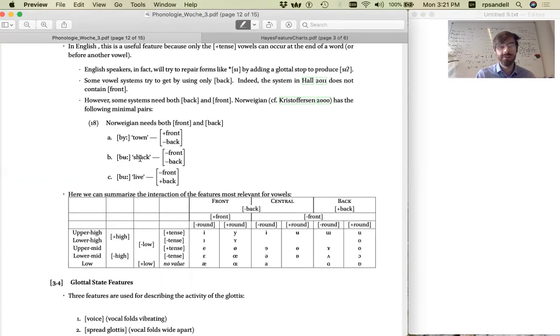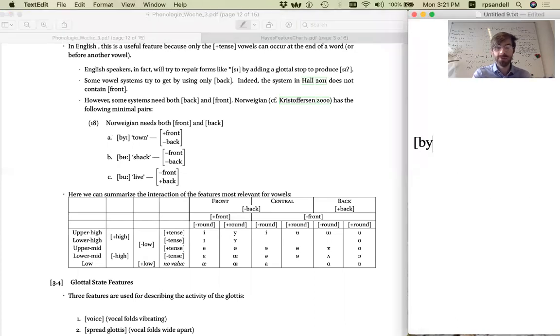So Norwegian, for instance, has the following minimal pairs. So it distinguishes between front vowels. So the word by is plus front and plus round. So this is a front vowel, a true front vowel. It's plus front and minus back.